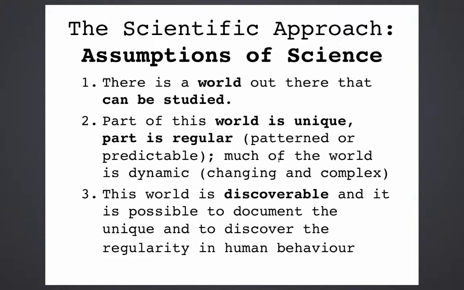So the next idea to touch on, and that's important to understand within the world of educational research, is that we are in the world of science. And so there are implicit assumptions at play. The first being that the world out there can be studied. And part of this world is unique, and part of it is patterned and regular and predictable. A lot of the world is changing and complex, but ultimately it's discoverable, and it's possible to document and to describe the regularities in how we all experience the world.